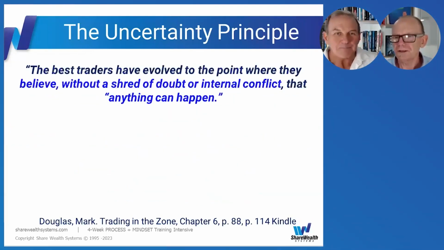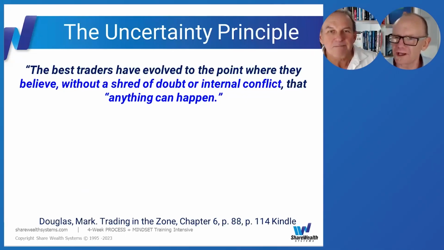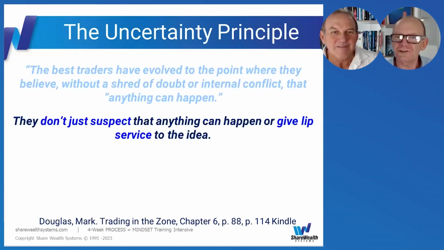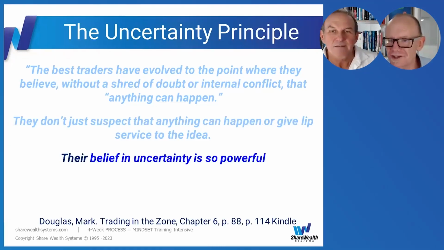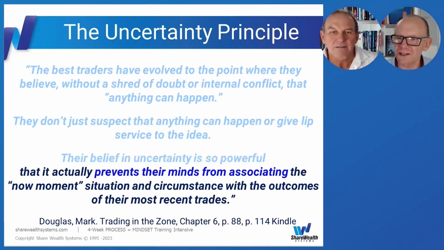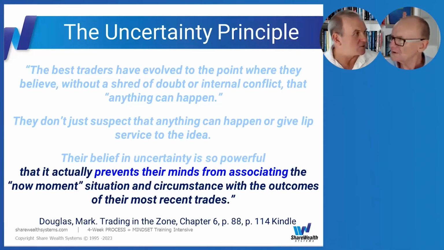So continuing with that. The best traders have evolved to the point where they believe without a shred of doubt or internal conflict that anything can happen. Fundamental truth number 1. Correct. They don't just suspect that anything can happen or give lip service to the idea. So this is part of who they are. It's not just saying it, it's actually thinking, feeling, and doing as well. Their belief in uncertainty is so powerful that it actually prevents their minds from associating the now moment, the situation and circumstances, with outcomes of their most recent trades. And I think the powerful, highlighted part is that the belief in uncertainty is so powerful that it overpowers everything else that you might believe. And this powering is a matter of degrees, isn't it?